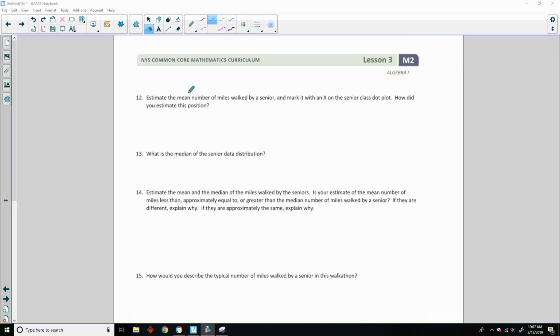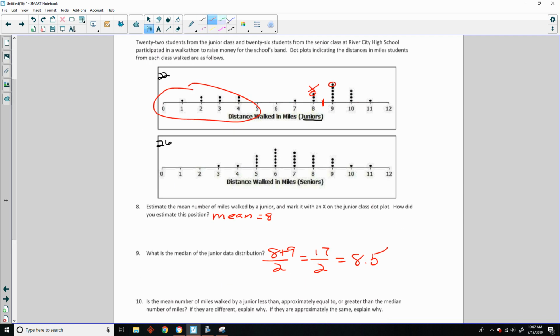Number 12 says to estimate the mean number of miles walked by a senior and mark an X. How did you get to that estimate? So estimate the mean, I would say the mean equals... now we're looking at the seniors. Let me change colors. The mean is an average. You might think that it's 6 because that's the center, but there are 1, 2, 3, 4, 5, 6 to the left, 1, 2, 3, 4, 5, 6 to the right, stops there, and then there's all these. So I would probably move my estimate to 7. Okay, so it said to mark it with an X. So I would probably say that 7 was the mean.